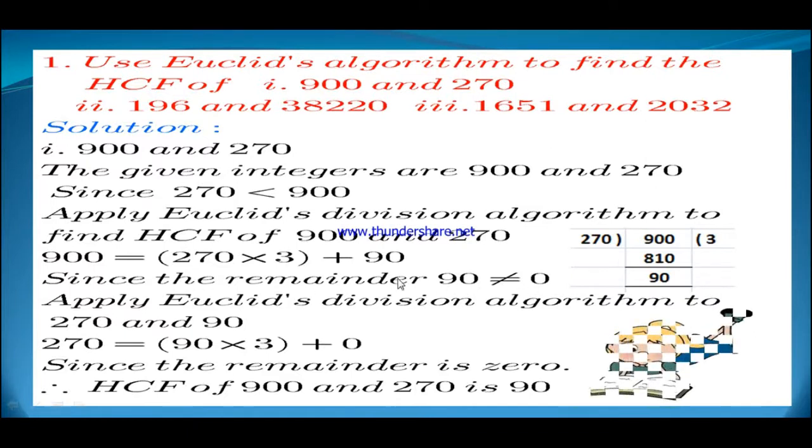Since the remainder is not equal to 0, again you go for the second level division. Here, you have to divide 270 with the remainder 90. Now, 270 is equal to 90 into 3 plus 0. 0 is the remainder. Since 0 is the remainder, the HCF of both the numbers 900 and 270 is equal to 90. This is the first bit.